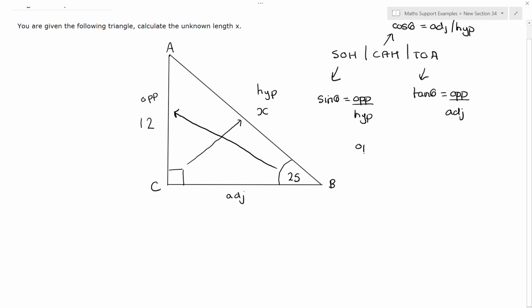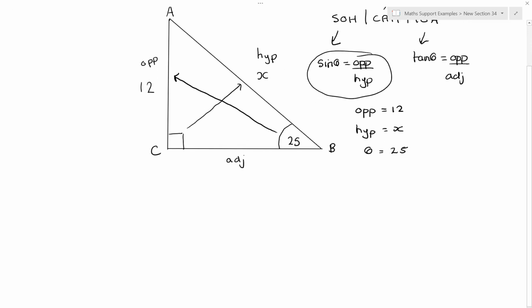Now let's have a look at what we have. We have the opposite, which is equal to 12. We have the hypotenuse, which is our unknown x, and we have the angle, which is 25 degrees. So we're looking for the ratio that involves the opposite, the hypotenuse, and the angle, and that is sine. So we can see that sine theta is opposite over hypotenuse. So we can say sine of 25 is equal to 12 over x.